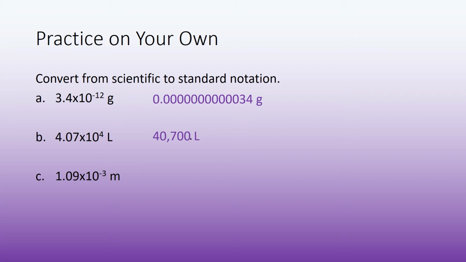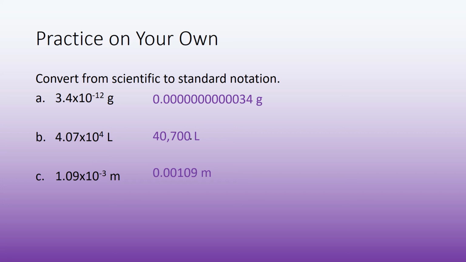Letter C, I have a negative exponent, which tells me a very small number, less than 1. So I'm going to have to move my decimal 3 times. Which direction? To the left, in order to end up with a number less than 1. Well, I only have one number. If I move it past the 1, I need to move it 2 more places, which means I need to add 2 more zeros. This number, written in standard notation, is 0.00109 meters.